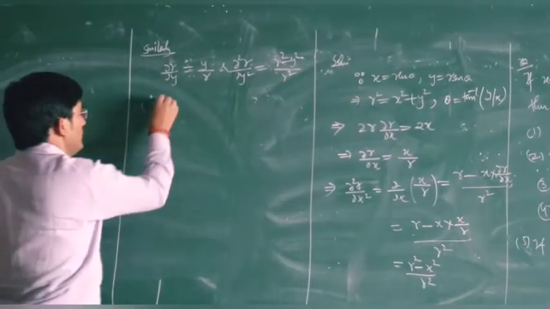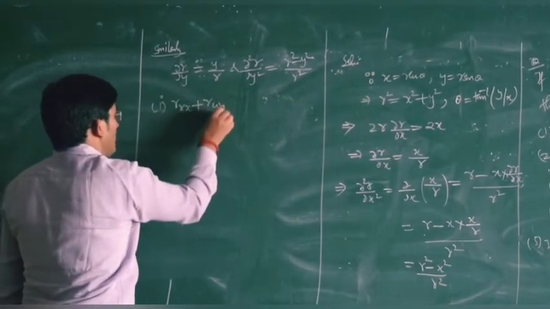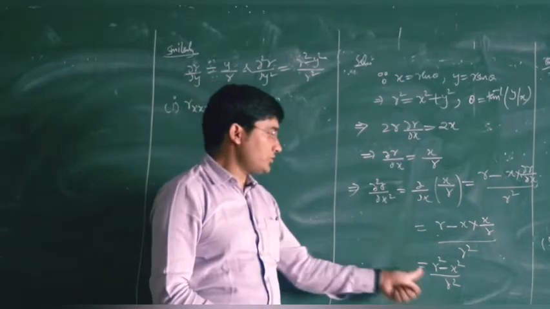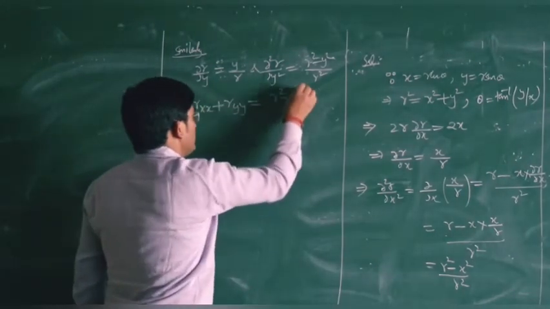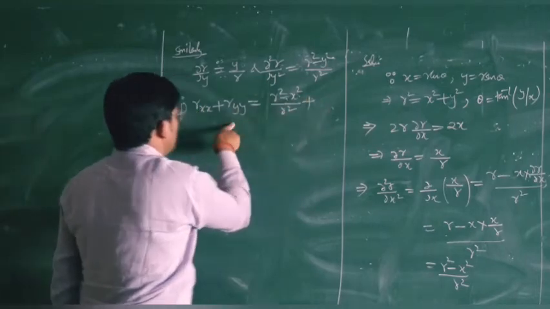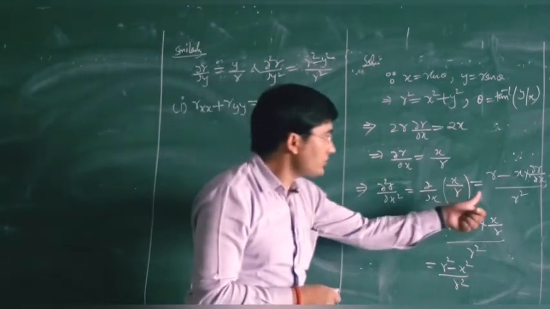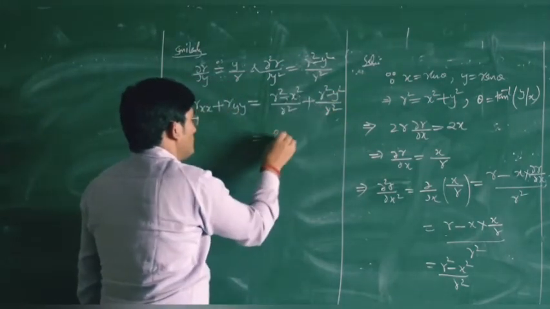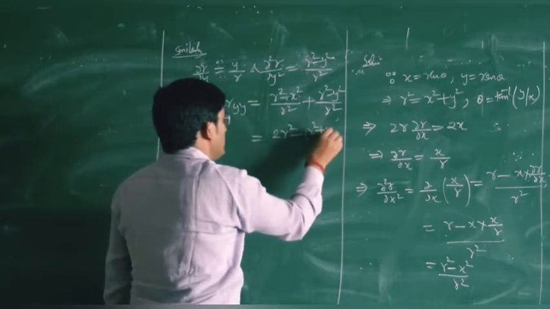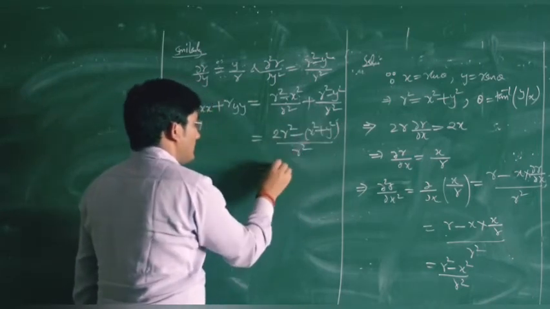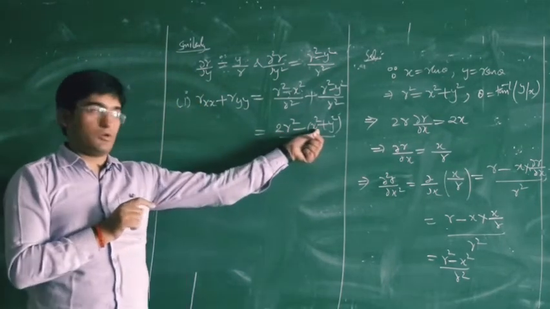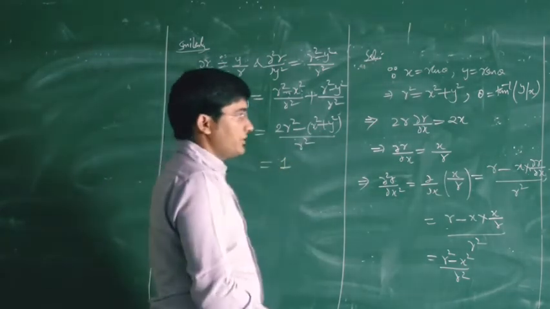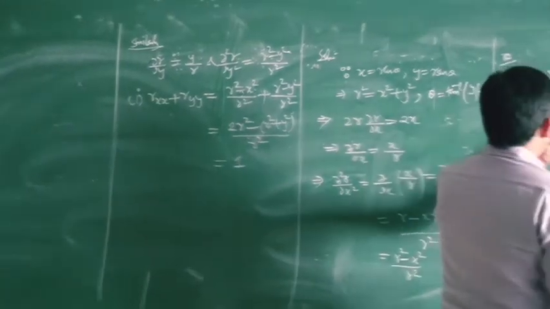In the first part we need rxx plus ryy. So rxx, the double derivative of r with respect to x, is r square minus x square upon r square, and the double derivative of r with respect to y is r square minus y square upon r square. So we have 2r square minus x square plus y square divided by r square. So this is 2r square, then this is r square. So 2r square minus r square means r square, so we have this value as 1. So that means our left hand side is 1.